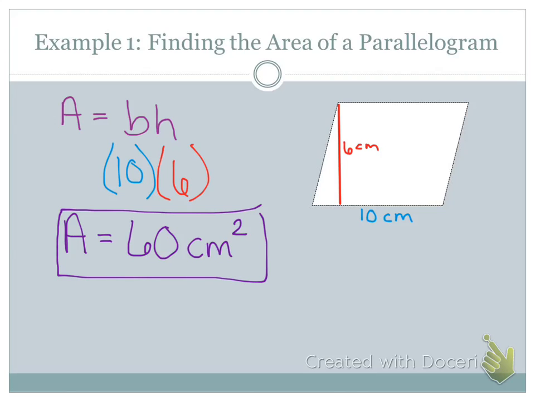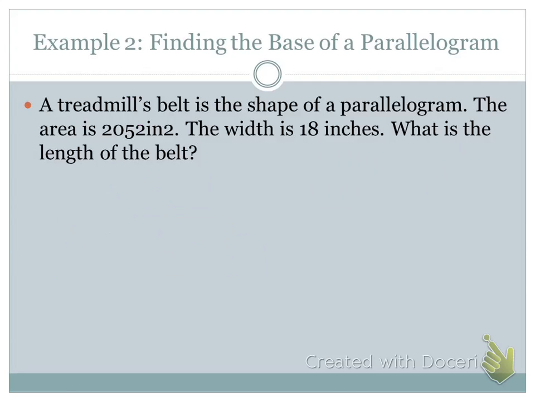Okay, so area of a parallelogram is base times height. It will always be given your base and your height when you're finding area, so just multiply them together and that gives you the area. Alright, now in example 2, we're working it from a different angle. I still have my formula A equals base times height.